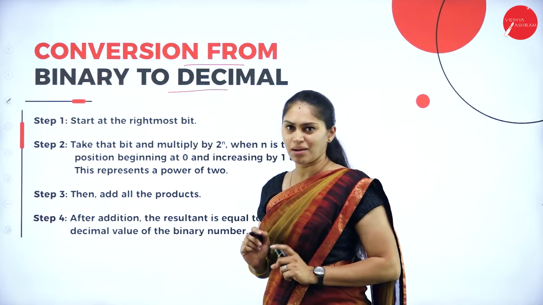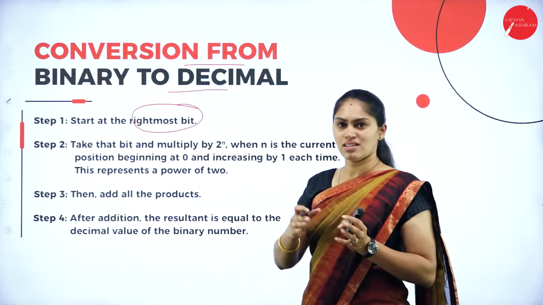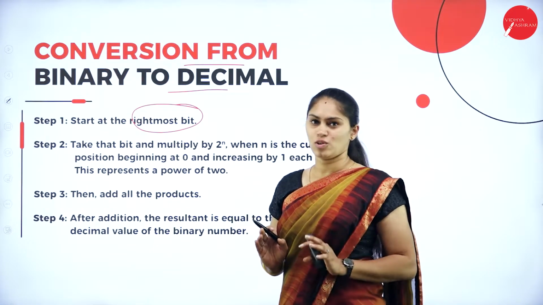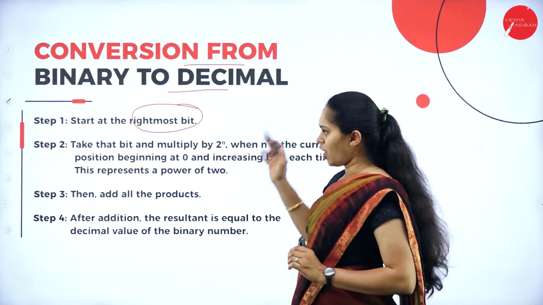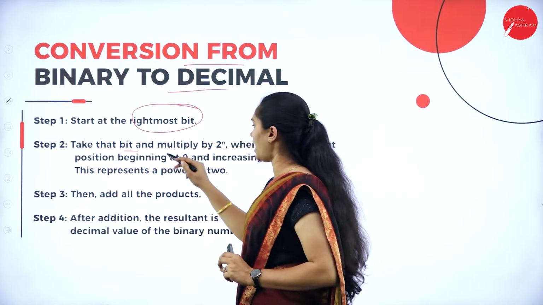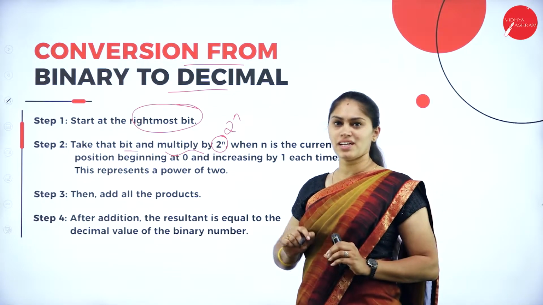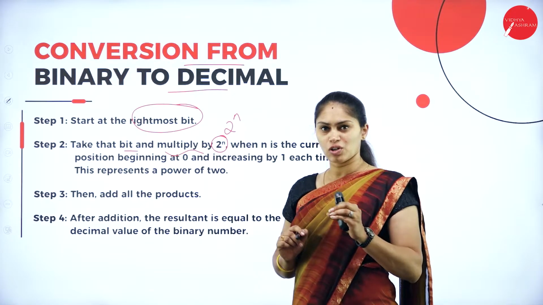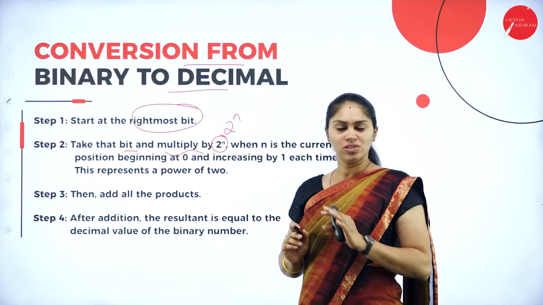What is the first step? First we have to start with the rightmost bit. So I have certain binary digits here, that can be zeros or ones. So we have to start with the rightmost digit. After that, take that bit and multiply it by 2 power n. We have to find out its positional value. We already know its weight: 2 power 0, 2 power 1, 2 power 2, all that we know.